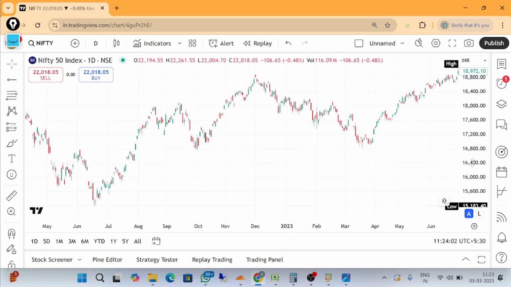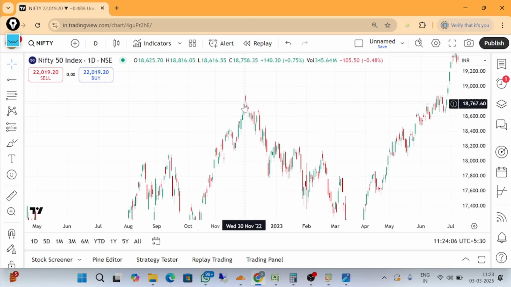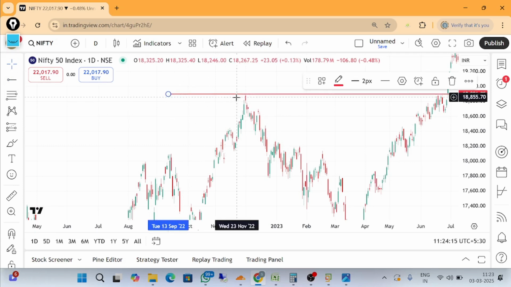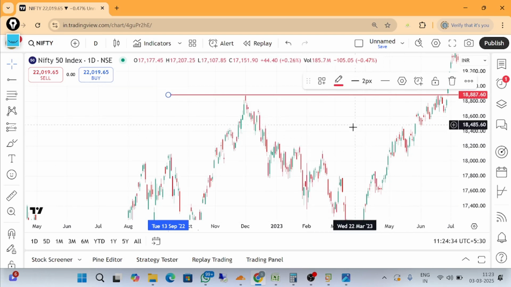Let us take an example over here, because that was a previous one. Let's suppose the high point is 18887.60. So let's mark it, 18887.60. To be precise, 18887.60. Fine, this one is our highest point.